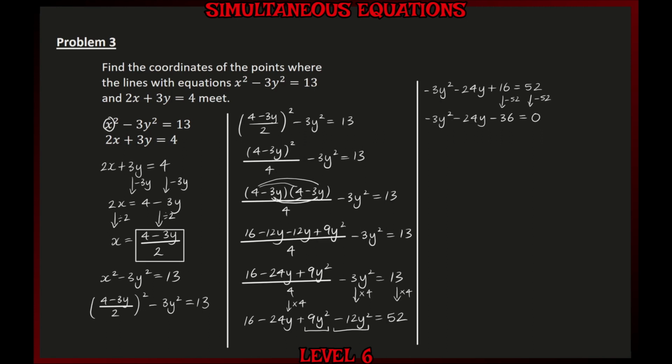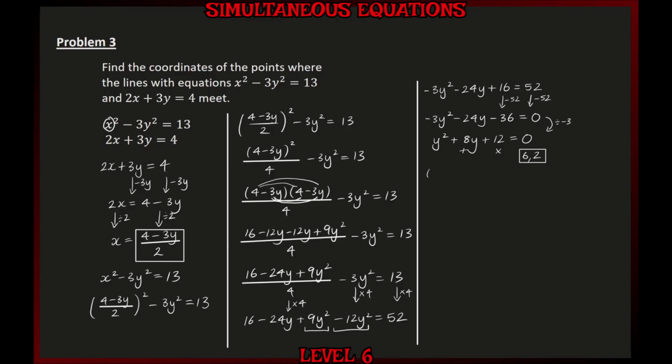But here we can actually divide every term by minus 3 to give us a y squared at the beginning. So if we divide every term by minus 3, this gives us y squared. Minus 24 divided by minus 3 gives us plus 8y. And minus 36 divided by minus 3 is plus 12. And 0 divided by minus 3 is just 0. So now that we just have a single y squared at the start of this equation, we can try and solve this by factorising. So we're looking for two numbers that multiply to make 12 and add to make 8. And those numbers are 6 and 2, because 6 plus 2 is 8 and 6 times 2 is 12.